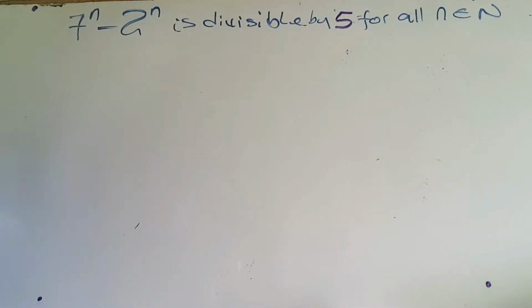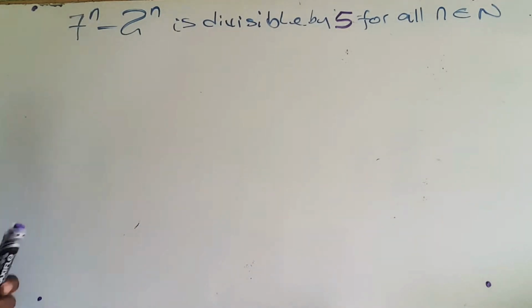Alright, so today we would like to prove by mathematical induction that 7 to the n minus 2 to the n is divisible by 5 for all natural numbers. Now the process is the same. It's a three-step process where we'll test the basis for truth, then assume n equals k, and then induce k plus 1 and see if it is divisible by 5.